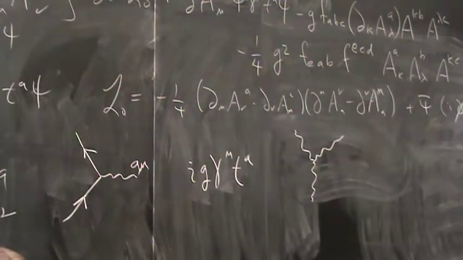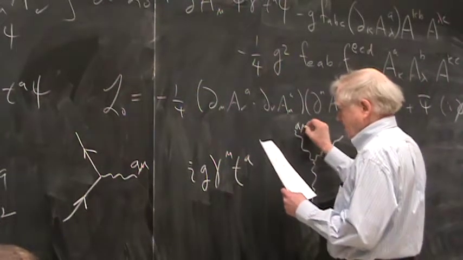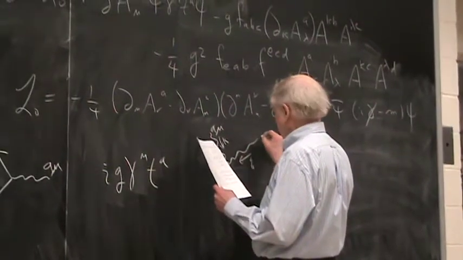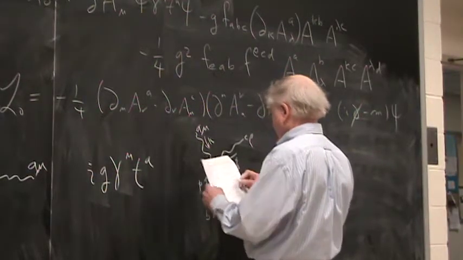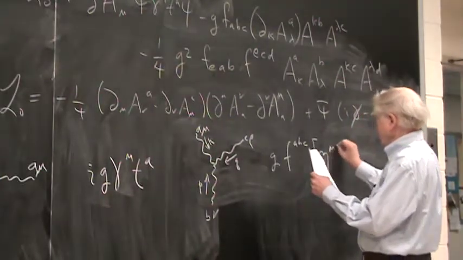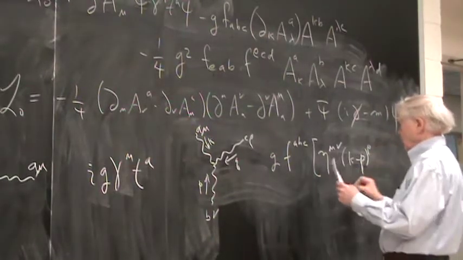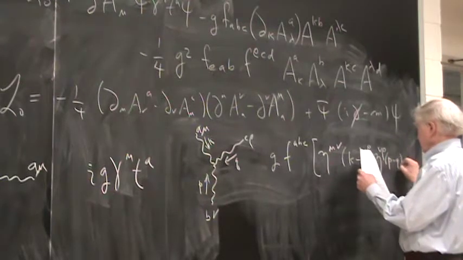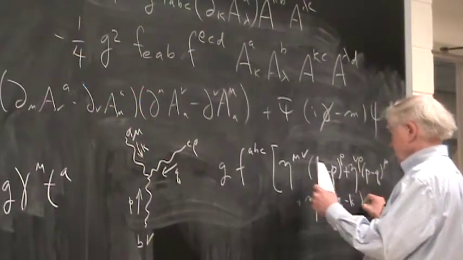Then you have one with three gauge bosons. And in QCD, these would be three gluons. And if this were A mu with k going this way, q going this way, C rho, p going this way, D nu, then this one would be G f A D C times eta mu nu, k minus p, rho, plus eta nu rho, p minus q, mu, plus eta rho mu, q minus k, nu.